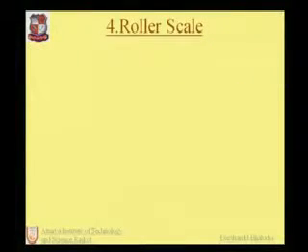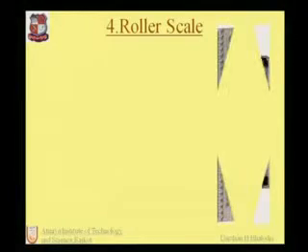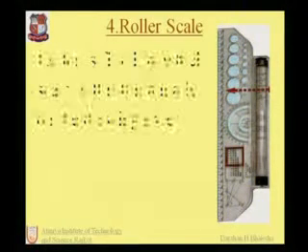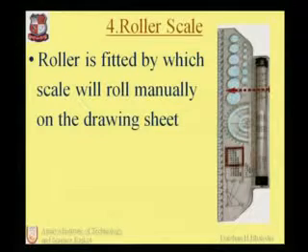Now the next one is the roller scale. It is a figure of roller scales which shows the cylindrical part. It is the cylindrical portion underneath the scale which rolls on the sheet. If you want to draw horizontal lines or vertical lines which are parallel, then the roller scale is used.